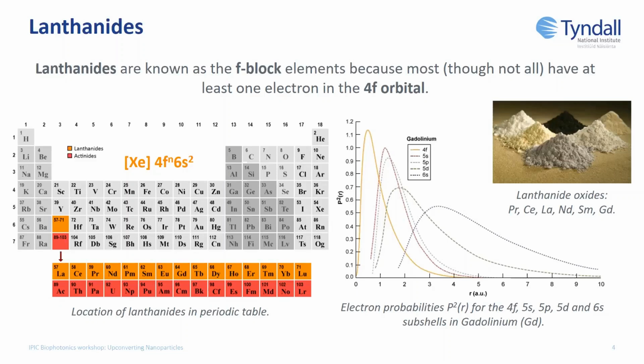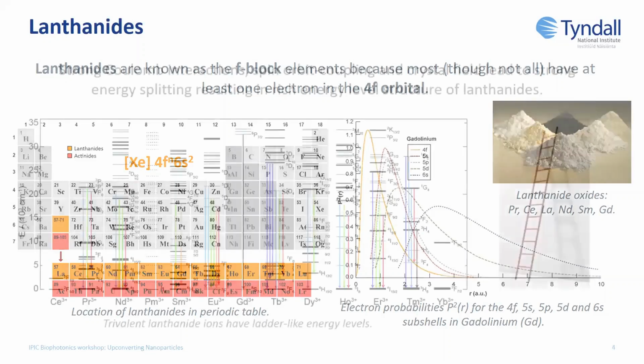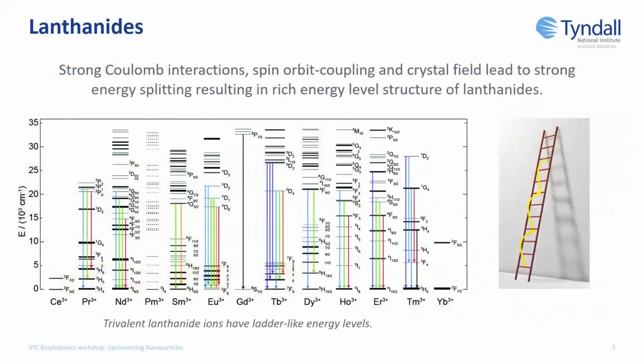So that's leading to a lot of different properties. For example, very weak absorption, narrow emission lines, long intermediate excited state lifetimes, which can vary from microseconds to even several milliseconds. So when we look at the energy diagrams for the lanthanides, what we can see is that they have a very rich energy level structure. So this is because there are strong Coulomb interactions, so electron-electron interactions, also spin orbit coupling, and to a lesser degree, crystal field. And all of that leads to this energy level splitting.